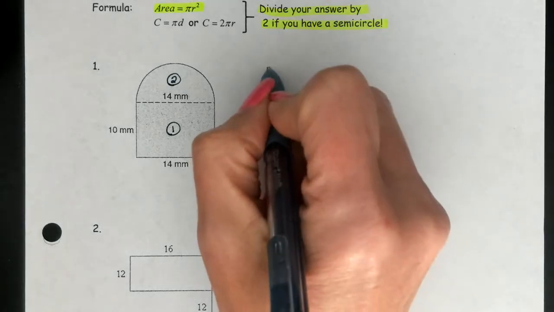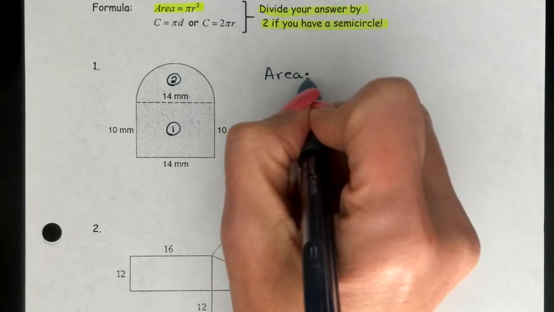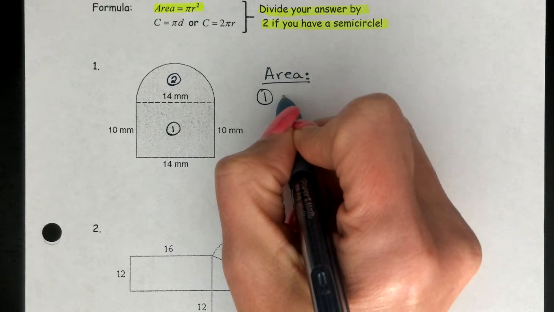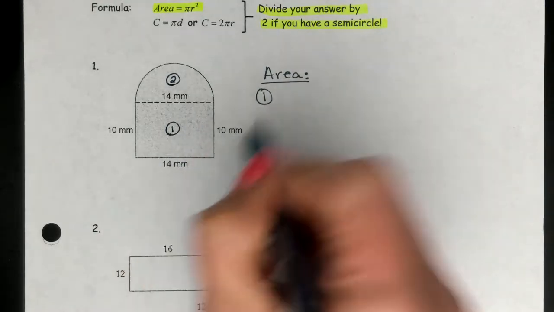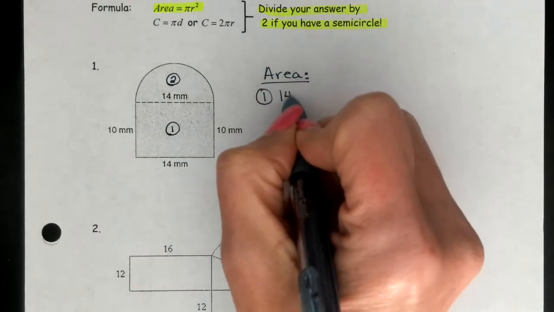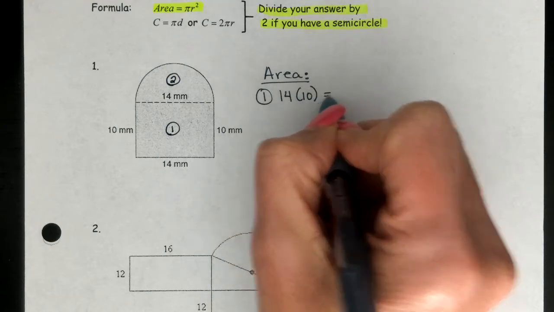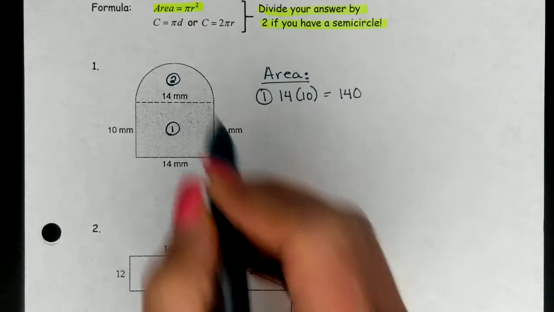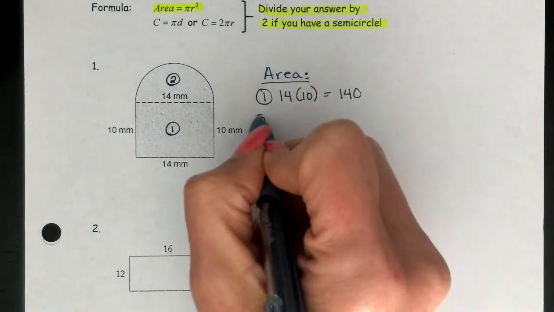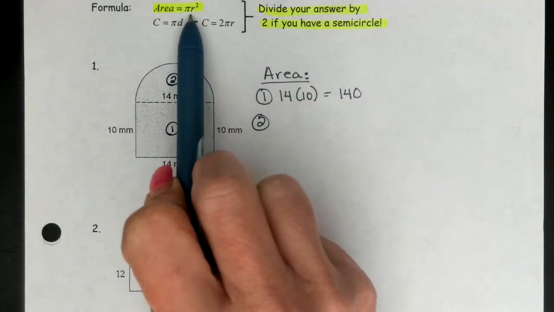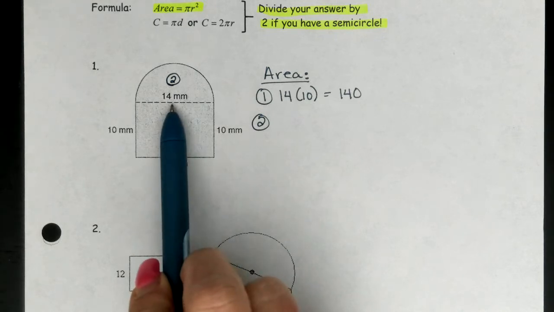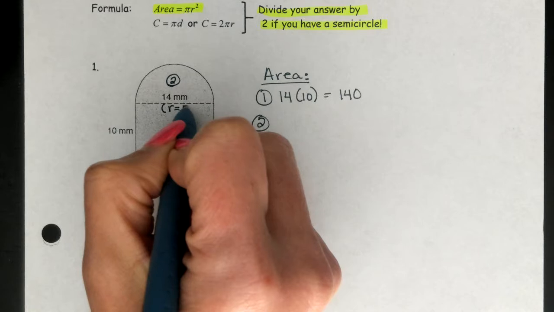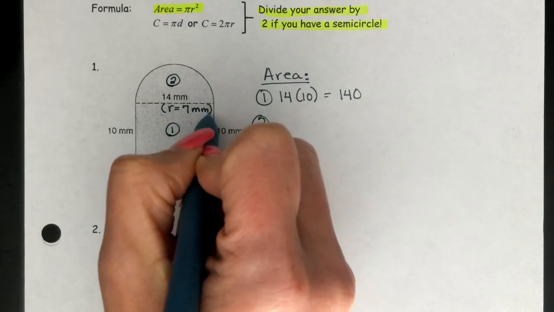Okay, so let's talk about our area. We have an area of a rectangle. That's our first figure. The area of a rectangle is base times height. So my base is 14, my height is 10, so my area is 140. Then I have my semicircle. So my semicircle, if you notice, it must be the radius. So if we're given a diameter of 14, then that means our radius is half of that, which is 7.